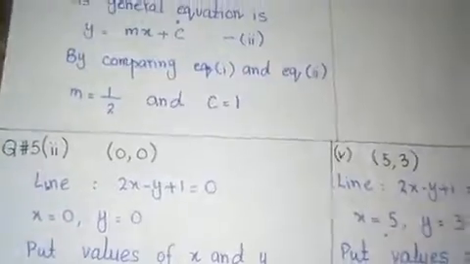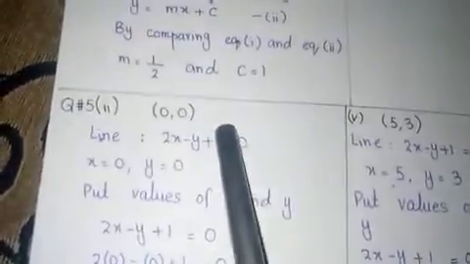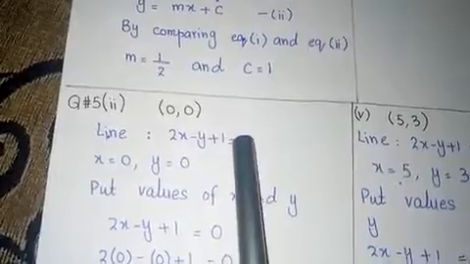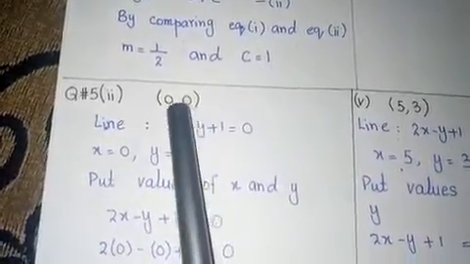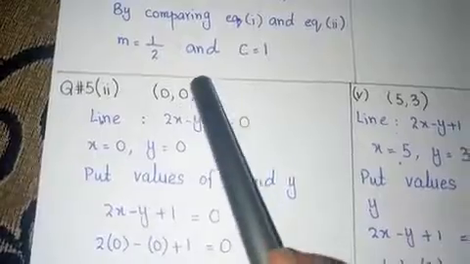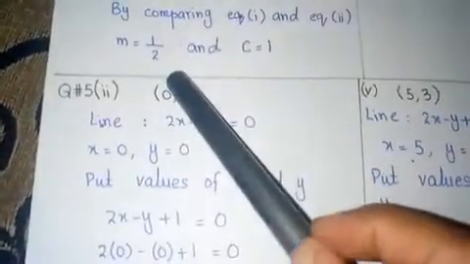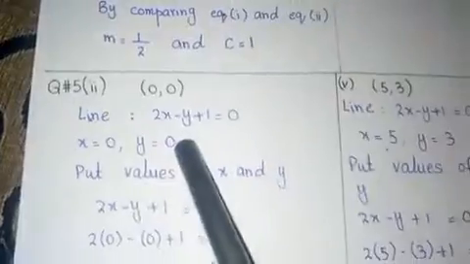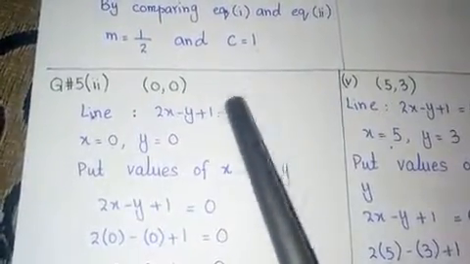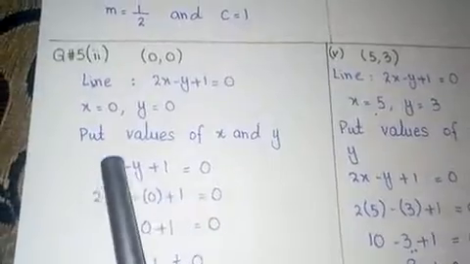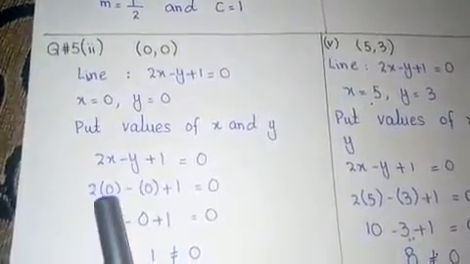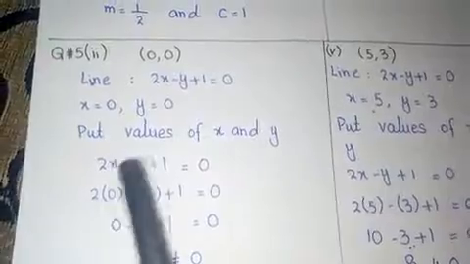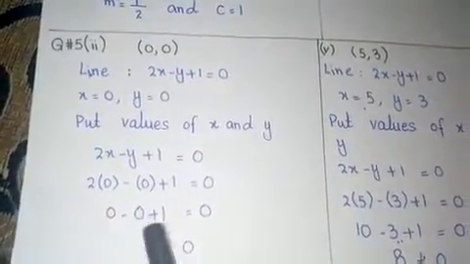Let's see the solution. Here is question number 5, part 2, 0, 0. So first of all, I have made the summary. The line which is already given in the question is 2x minus y plus 1 is equal to 0. The values of x and y are given as the ordered pair. The first value is the value of x, the second value is y. Both are 0. Put the values of x and y in this equation. Here you can see I have written the equation again. Now I have put the value 0, 0 in place of x and y. 2 times 0, minus 0, plus 1.